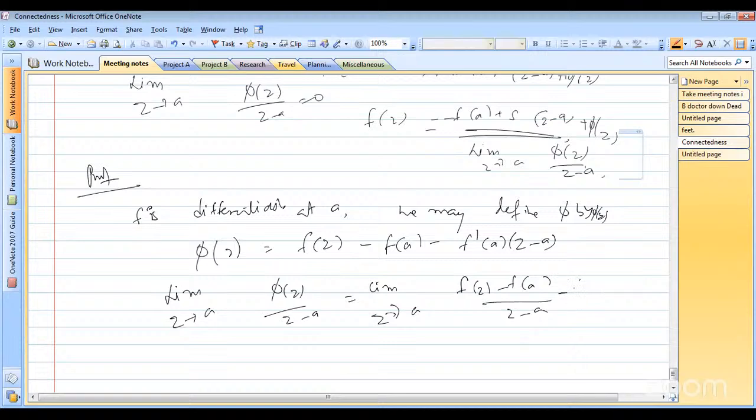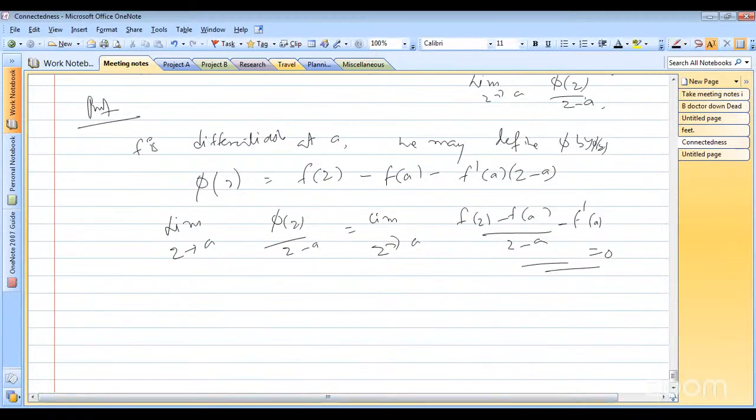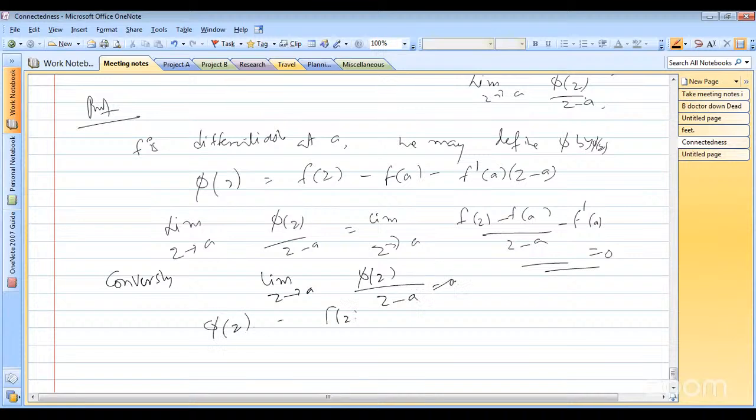The difference quotient minus f'(a) gives the value 0 automatically. Conversely, as z tends to a, phi(z)/(z − a) is equal to 0 also. So phi(z) is equal to f(z) − f(a) − s(z − a), and the limit is equal to 0 also.